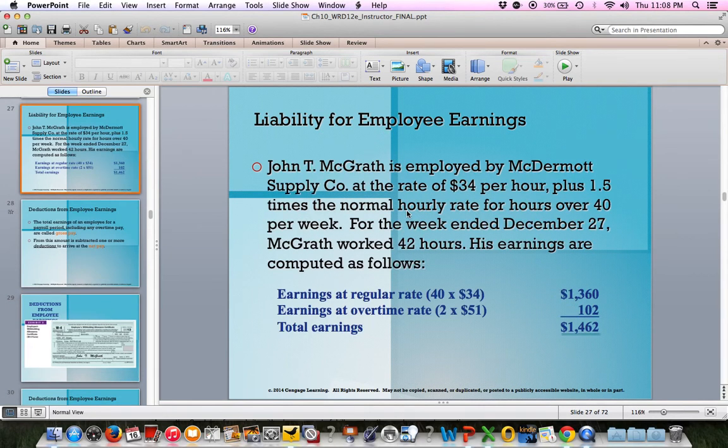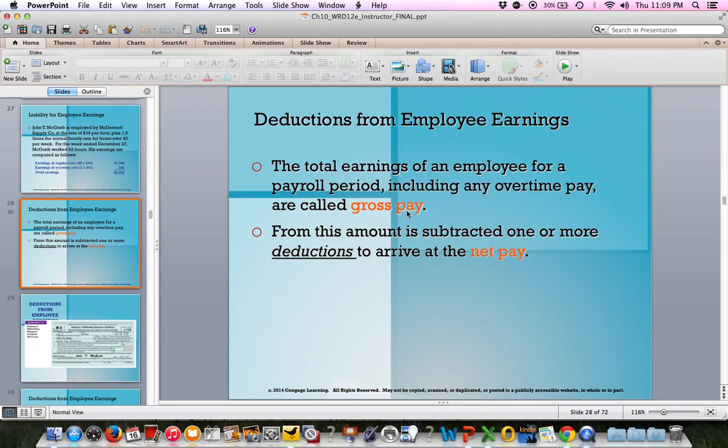It says here that John McGrath is employed by McDermott Supply at the rate of $34 per hour plus 1.5 times the normal hourly rate for hours over 40 per week. So as soon as he hits more than 40 per week, he gets time and a half. For the week ending December 27th, McGrath worked 42 hours, and his normal rate is 34. So for that week, he worked 40 times 34 for $1,360, plus 2 other hours at time and a half, which is 51. So 34 times 1.5 is 51, for $102. Total earnings of $1,462. And that would be the gross pay.